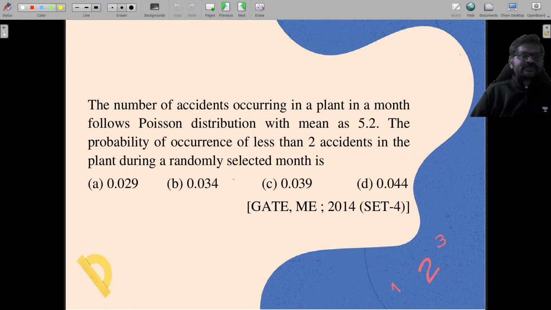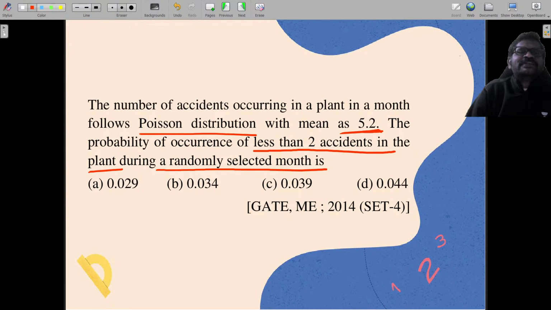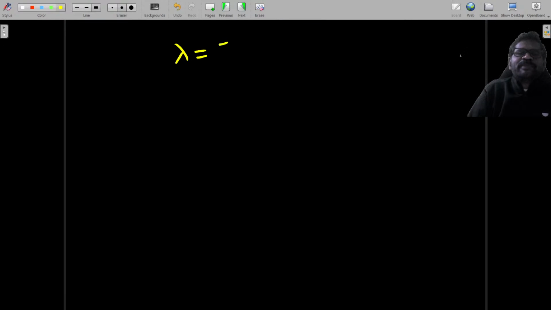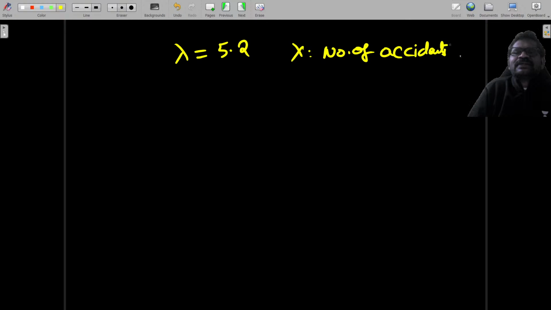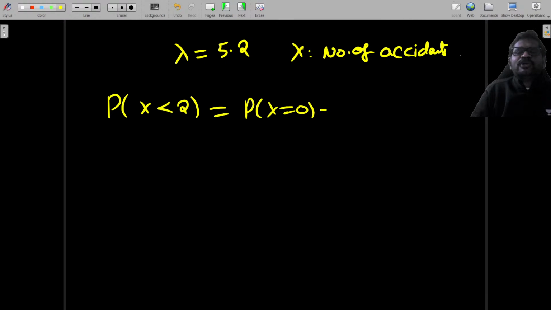Next column. The number of accidents occurring in a plant in a month follows Poisson distribution with mean 5.2, then the probability of occurrence of less than 2 accidents in the plant during a randomly selected month is. So here random variable follows Poisson distribution with mean 5.2. X counts number of accidents. We have to find out probability of X less than 2 accidents. So probability of X equal to 0, probability of X equal to 1.